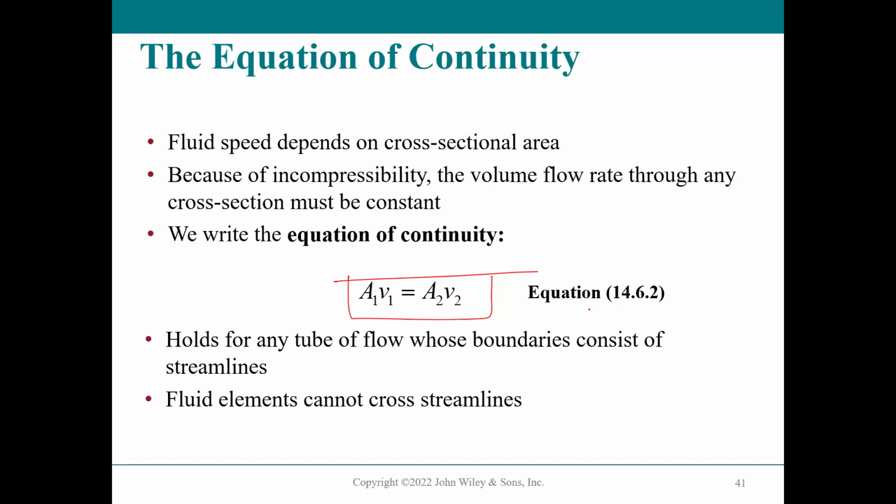Okay, so we call this position 1 and position 2. So we can write this as A1 V1 equal to A2 times V2. Okay, this one is the equation of continuity. But the requirement for the equation of continuity is the same mass density. It means that the mass density input will be the same as the mass density output, and this happens for ideal fluids.